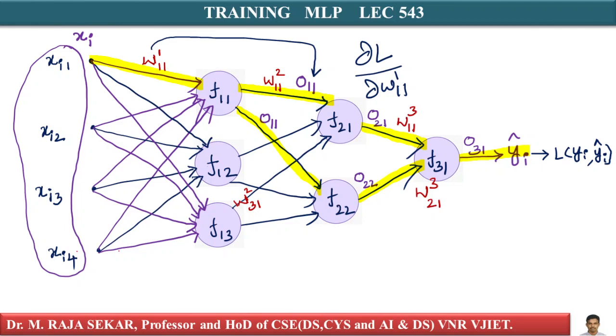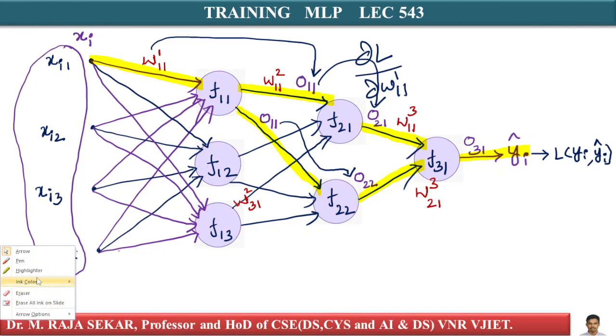But O11, instead of going only to F21, it is also going to F22. So your O11 is going into both F21 and F22. Your O11 impacts your O22 through this path, isn't it? Yes, and your O11 impacts your O21 through this path.